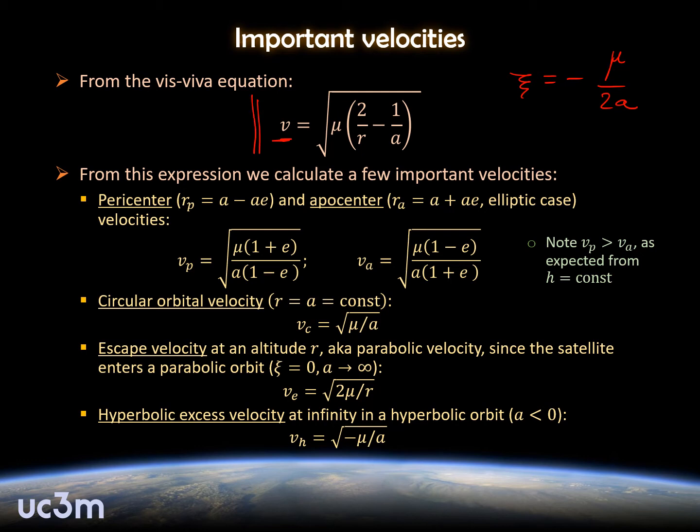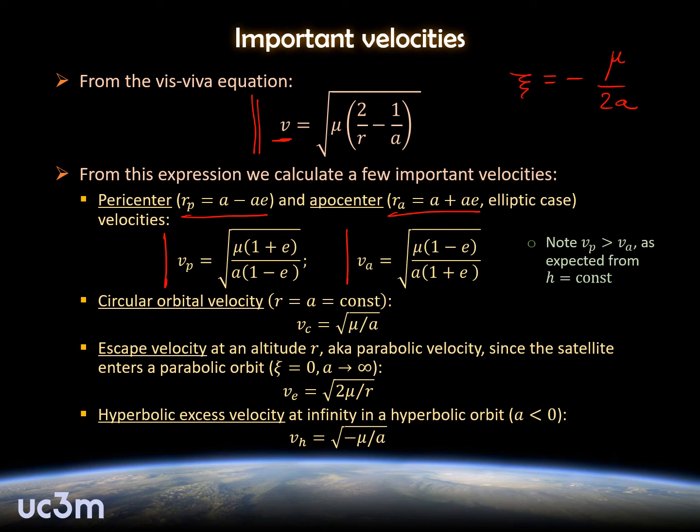So we can apply this equation to different situations and find some characteristic velocities of our orbits which are quite relevant. For example, if we have an elliptic orbit and we particularize this expression at the pericenter, where remember we have that expression for the radius, or at the apocenter, we can find the velocity at the pericenter and the apocenter, as you can see over here. Observe that the expressions are very similar. We just have to swap the pluses and the minuses.